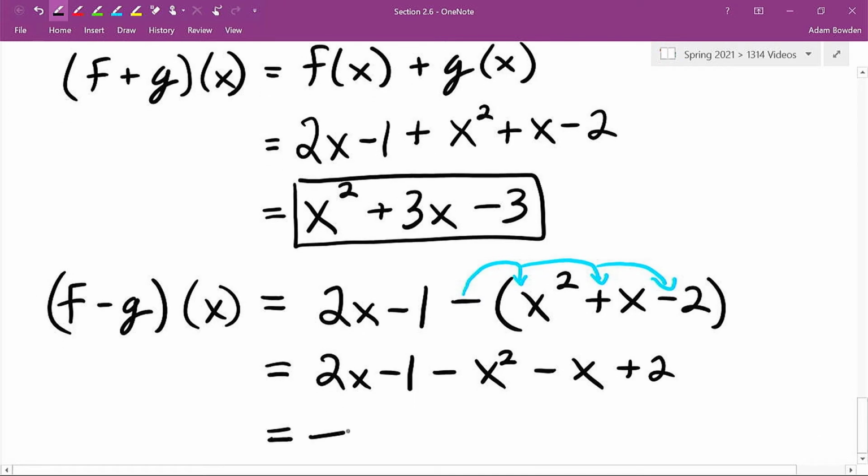Combining the like terms together here, we'll have a negative x squared plus x and plus 1.